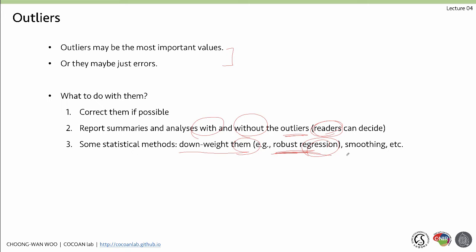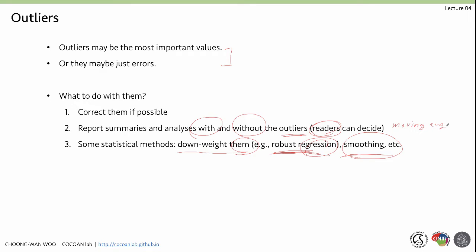Or we can also do smoothing. I'm going to tell you about smoothing in a minute. But by smoothing, we can reduce or remove the outliers. Smoothing is a really powerful method, and we use it a lot. Smoothing basically makes the data smoother, using some kernels and window moving averages. I'm going to tell you about moving averages in this lecture soon.